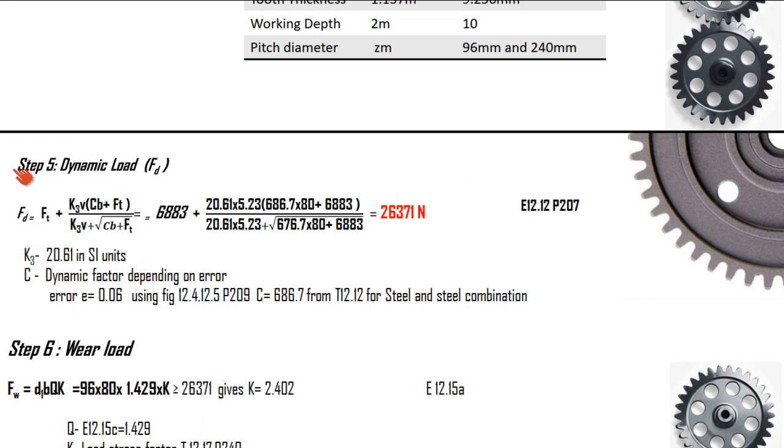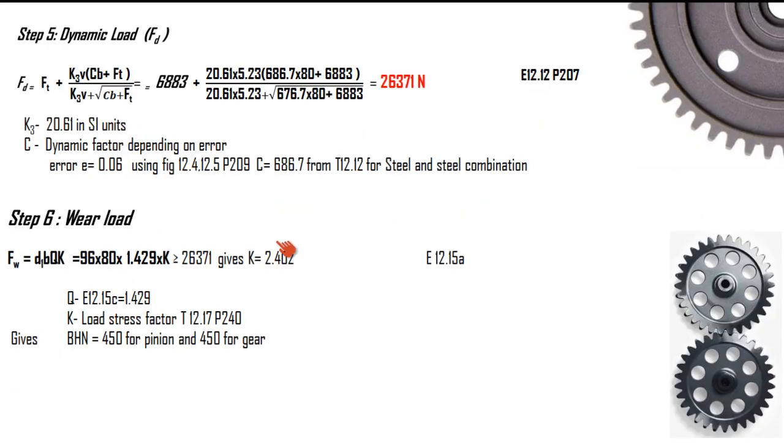Now comes the 5th step, where we validate the design by calculating the dynamic load and the wear load. The equation is very same. Ft we have, K3 we have, velocity we have, B we have, only thing is C. C can be obtained using the table. And finally the wear load, we are equating the wear load with the dynamic load. We have calculated the value of K, and using the value of K we will suggest the Brinell hardness number. In this case both are supposed to be of same hardness. This is how we carry out the design.